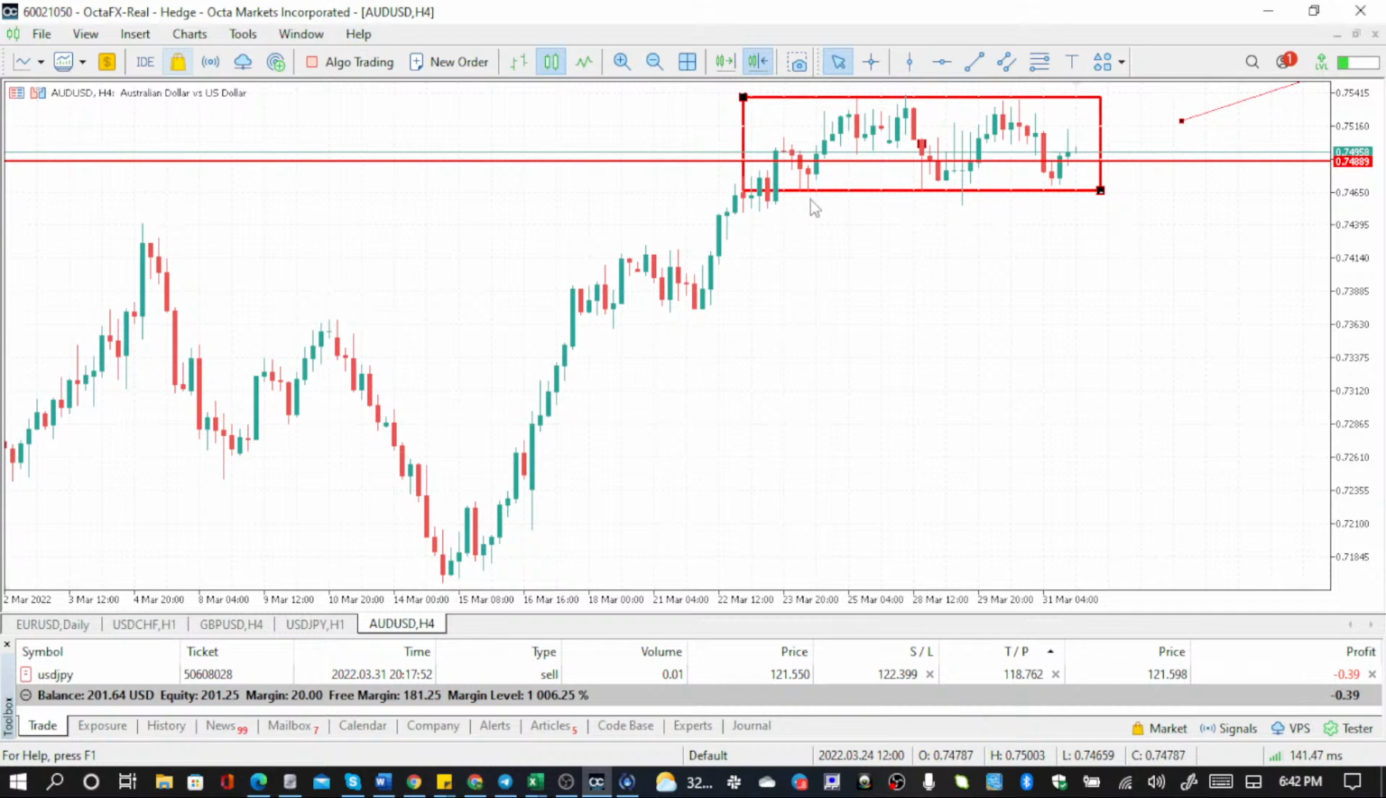Now we know that we have to wait for this Australian USD chart to be cleared before we enter, so we have to wait. When the chart is clear, either a breakout to the downside or a breakout to the upside from this level, we now determine our direction.